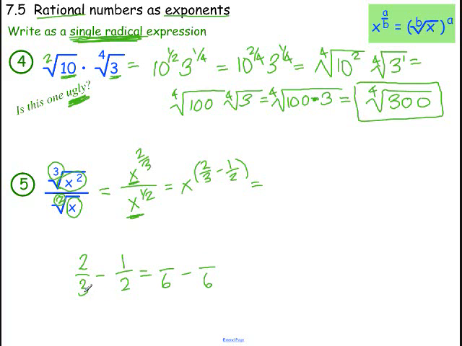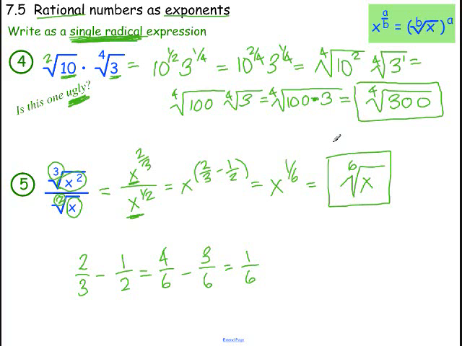To get this to 6, we multiply by 2. We know 4/6 is the same as 2/3. To get this to 6, we multiply by 3. So that is equivalent to 4 minus 3, or 1 over 6. So we've got x to the 1/6 power, which we want to write as a single radical. All right. That'll be a radical expression with a root of 6, a power of 1, looks just like that.